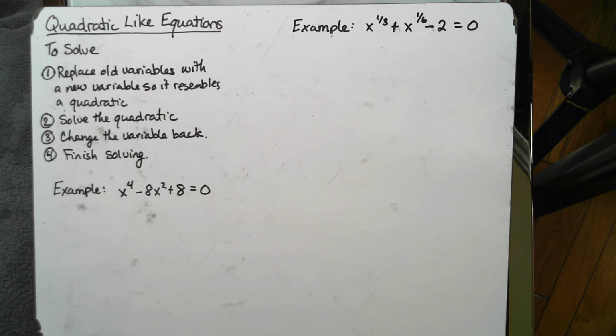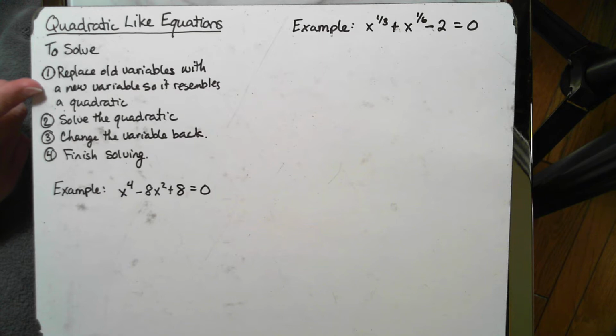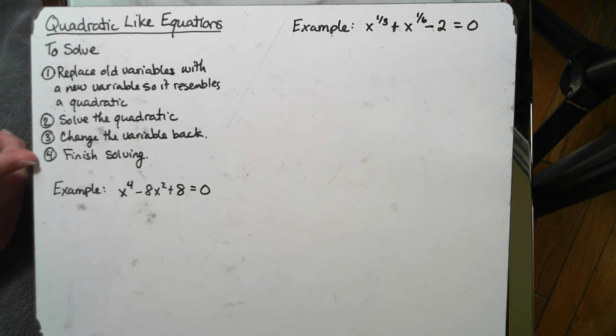When you're solving, you start off by replacing the old variables with a new variable so that it represents a quadratic. You need to solve that quadratic. You can use the quadratic formula, you can use factoring, you can use completing the square, however you want to do it. Then you can change the variable back to what it used to be and then finish solving. Okay, so let's take a look at an example.